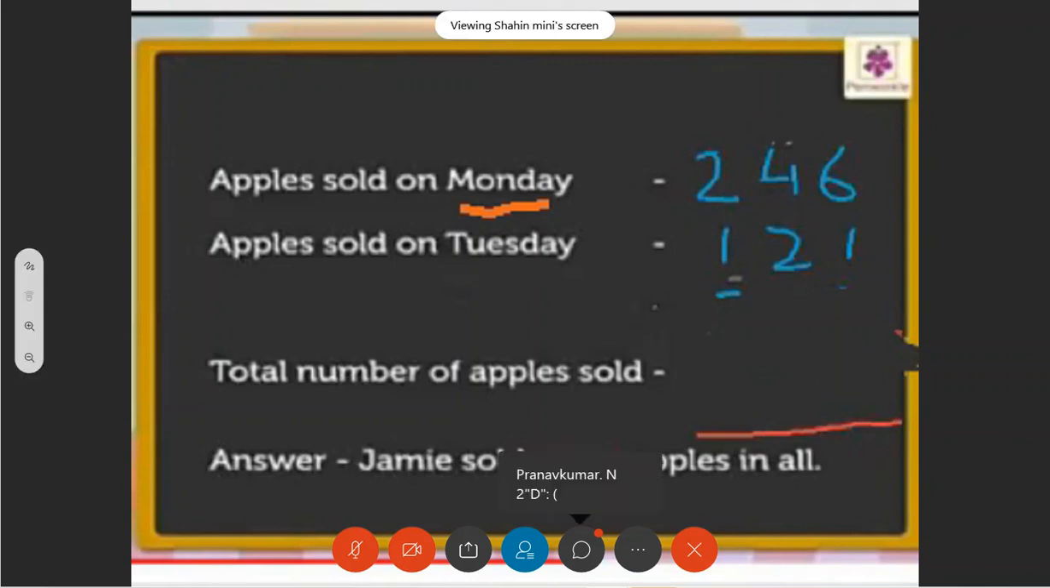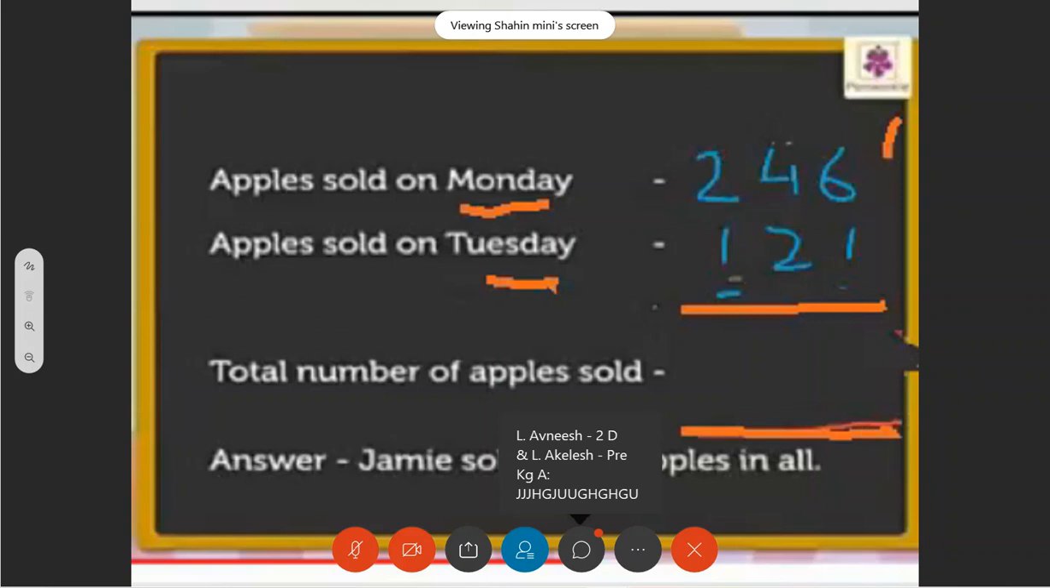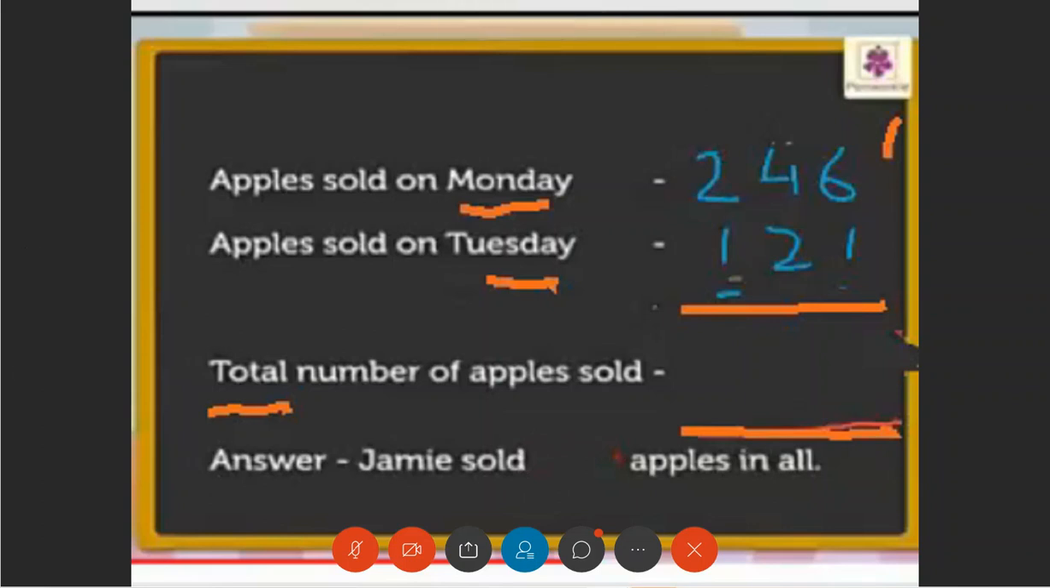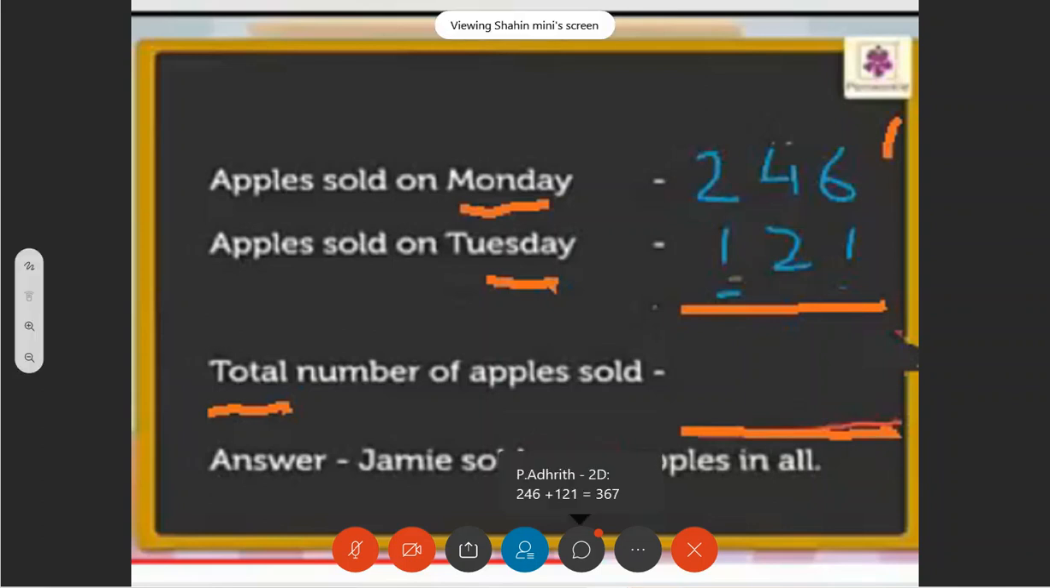Sabrish, Tulsi, please mute. Yes. Monday they sold 246. Okay. Then on Tuesday he sold apples 121. Now we want the total number of apples he sold. Total means we have to add together.